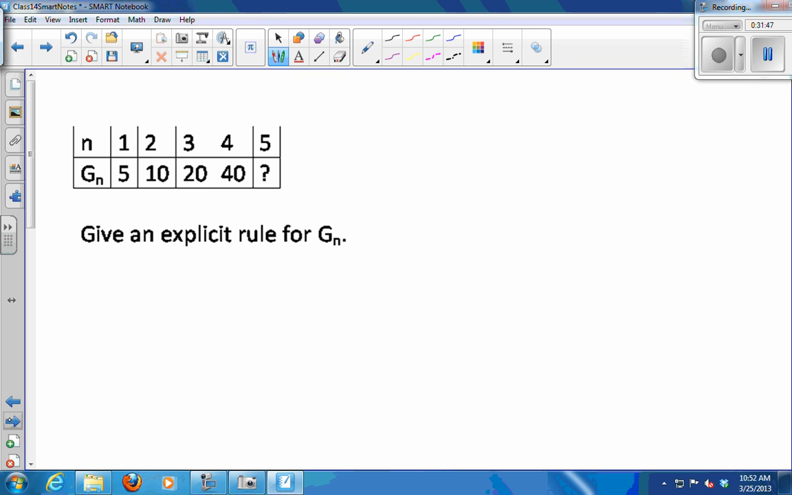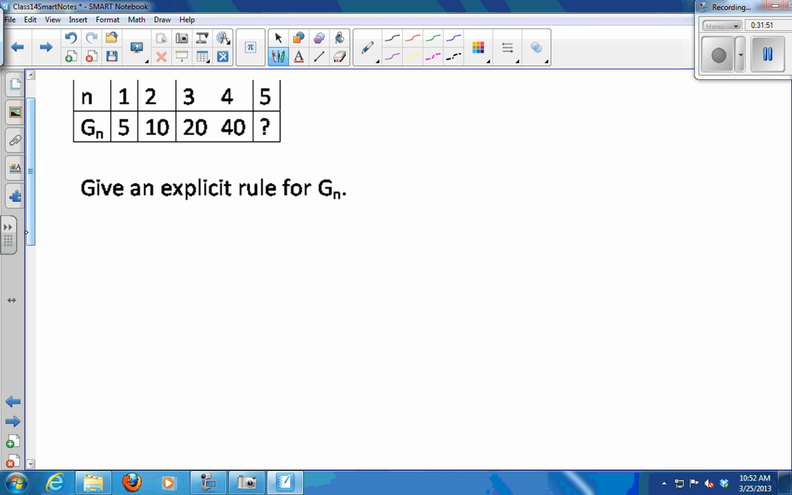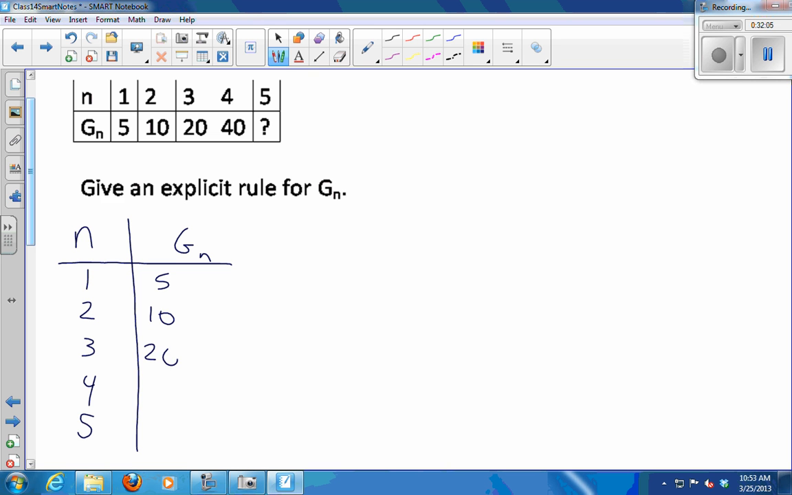Okay, now the explicit rule is the trickier one here. So I'm going to write this list out vertically because it's going to help us visualize the pattern here. You use whatever problem-solving technique works for you. I'm just showing you one that works for me. You see it? What is it? Oh, I see it my way. Okay. I see the 5.